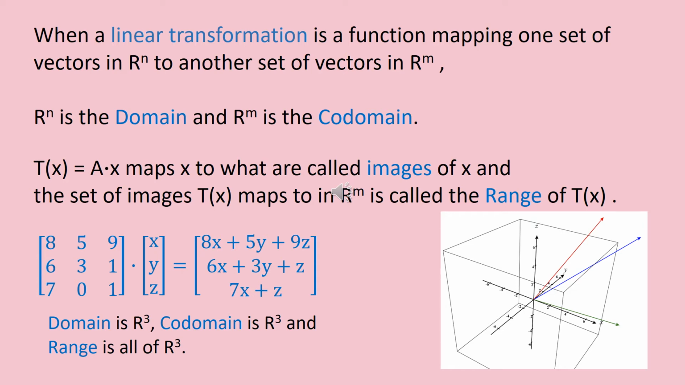In this case, the domain is R3, the codomain is also R3, and the range is all of R3. This particular transformation can map to any vector in R3. There is no vector in R3 that cannot be reached by applying some vector into this linear transformation. So in this case, the codomain, what I'm mapping into, equals the actual range.